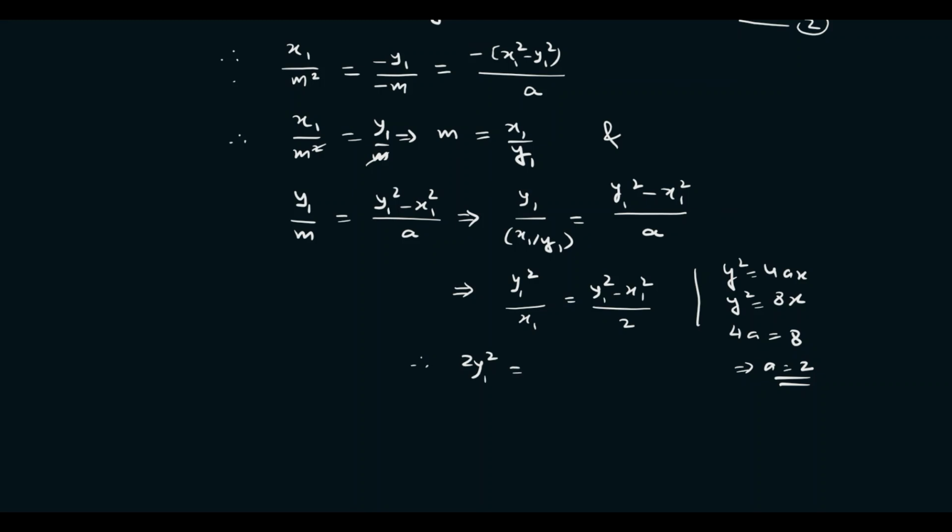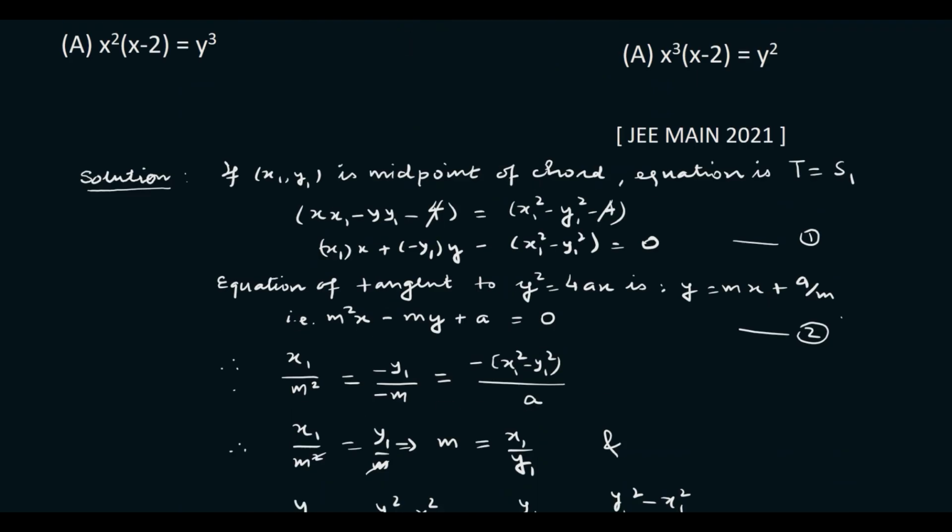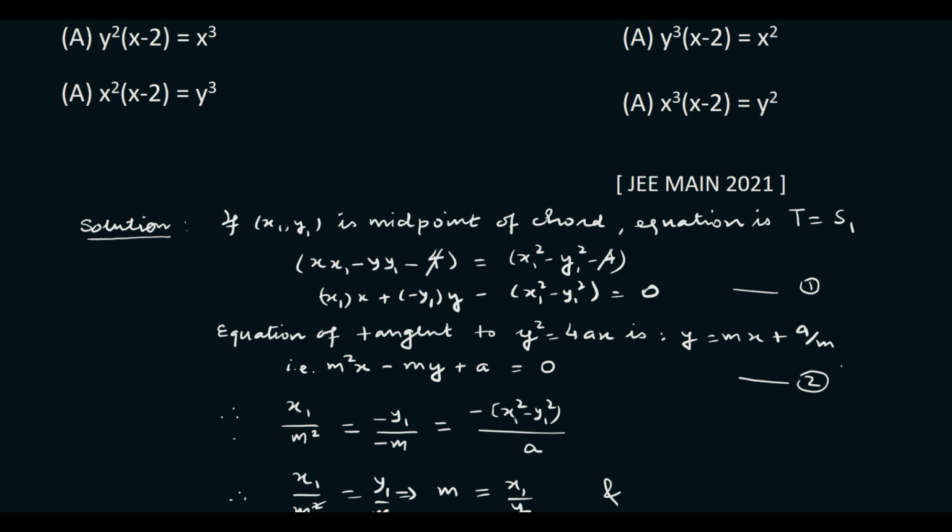Now simplifying them, you get 2y1 square is equal to x1 into y1 square minus x1 cube. Taking the cube term to the left hand side, you get y1 square into (x1 minus 2). Replacing x1 by x and y1 by y, you get the expression as this, which is the answer for this question. So looking at the options, option A is the correct answer. So let's go to the next question then.